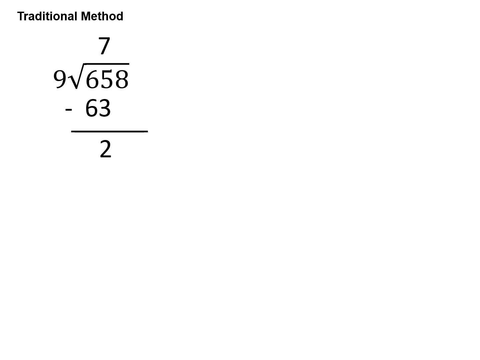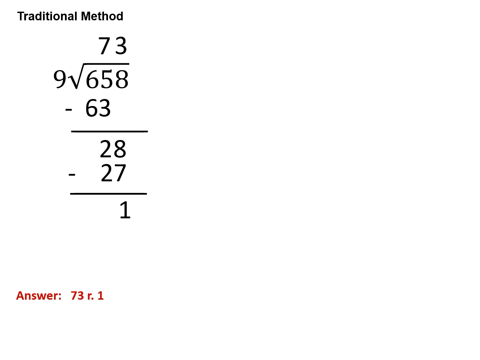Then bring down the last digit of the dividend, which is 8. So how many 9s are there in 28? There are 3. So 3 times 9 is equal to 27. 28 minus 27 is equal to 1. Since 1 is less than the divisor 9, 1 is what we call the remainder. The remainder is always less than the divisor. Therefore, our answer would be 73 remainder 1.